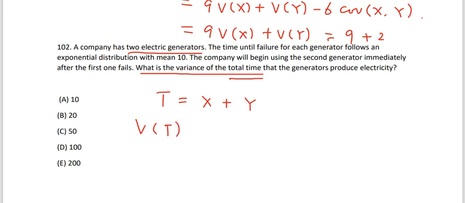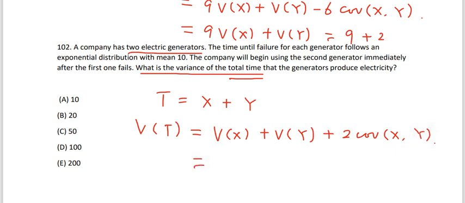The variance of T equals V(X) plus V(Y) plus 2 covariance of XY, right? But X and Y are independent, so covariance equals 0. So just equal V(X) plus V(Y). Since X and Y are the same, it just equals 2V(X).